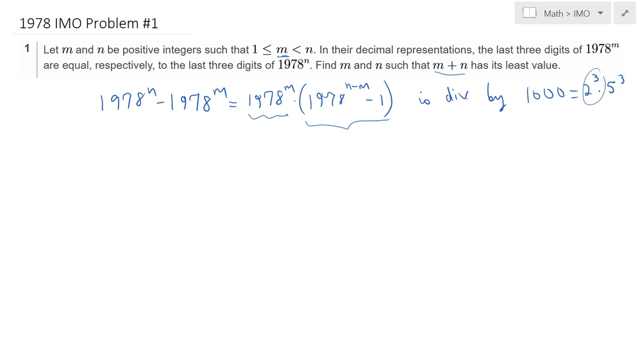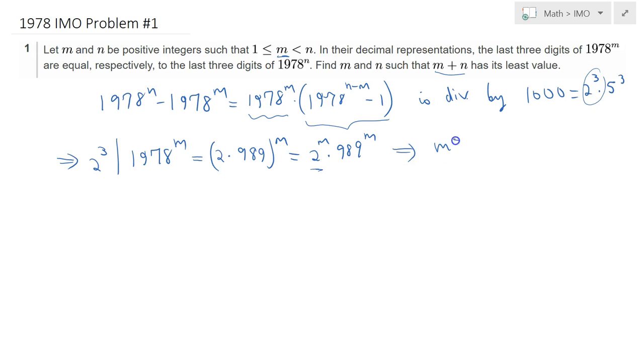the case that 2 cubed divides 1978 to the power m. But recall that 1978 is simply equal to 2 times an odd number, 2 times, let's say, 989, so 1978 to the power m is simply 2 to the power m times 989 to the power m. Therefore this implies m must be greater than or equal to 3.